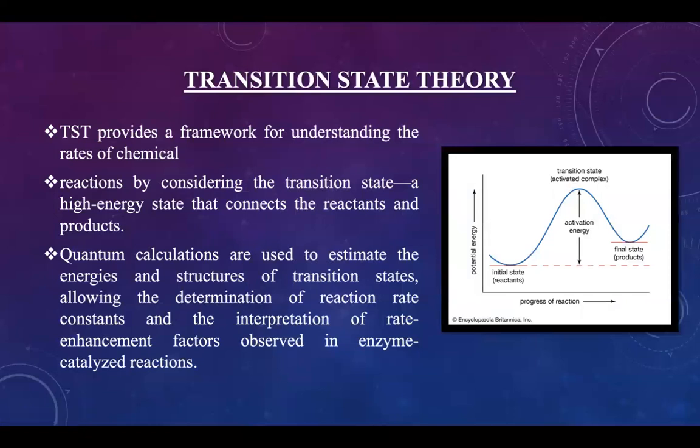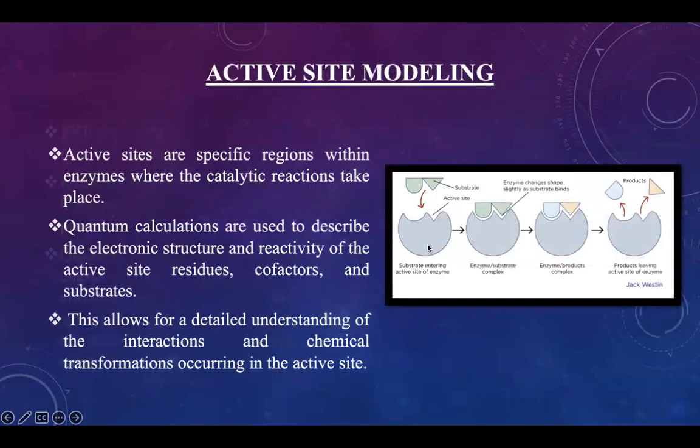Here, the progress of a reaction is shown where in the initial state reactants are present, and then they have to pass through the potential energy barrier that is also called the transition state. They have to cross the barrier to be converted into products.